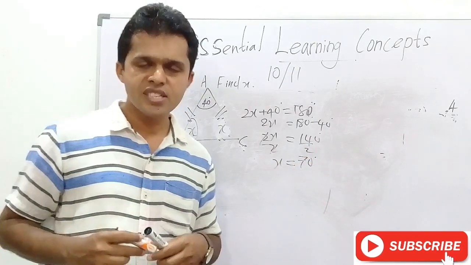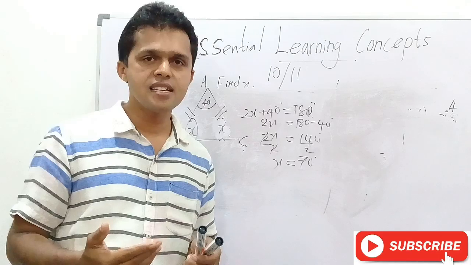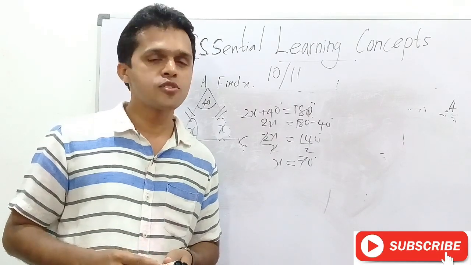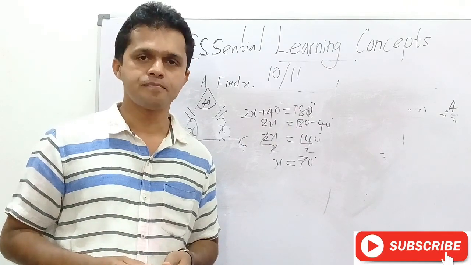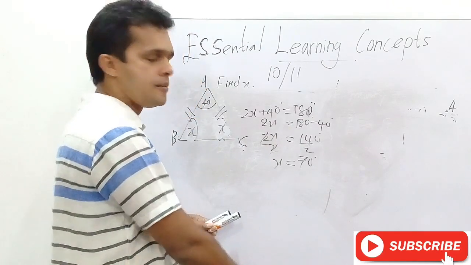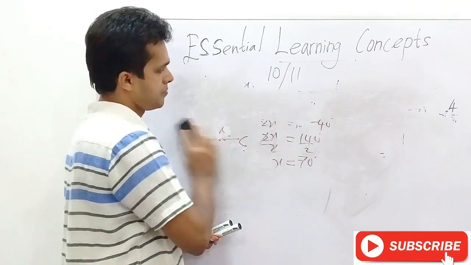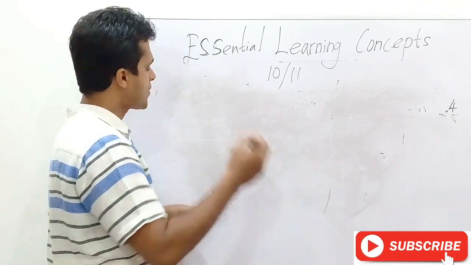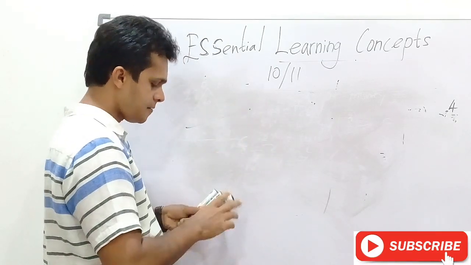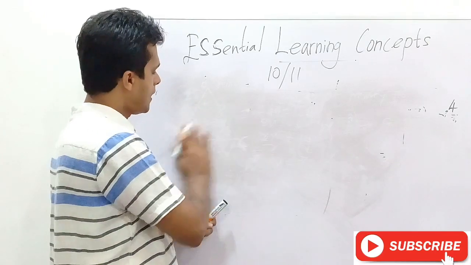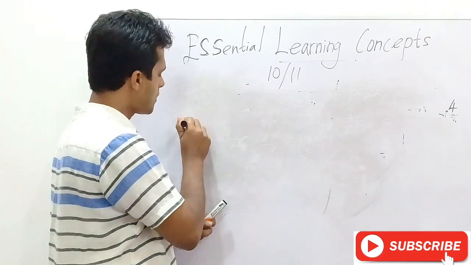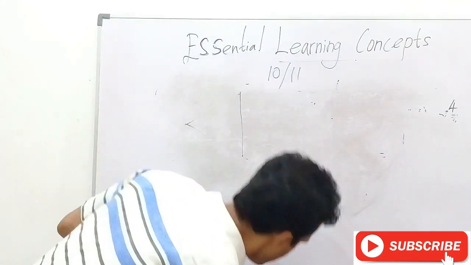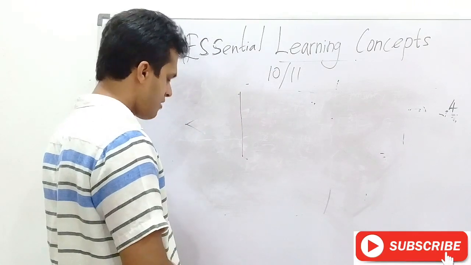Okay, what is the concept? The concept is, in an isosceles triangle, the angles opposite to equal sides are equal. Now the other side. You think of this triangle. Let's find the value of y.